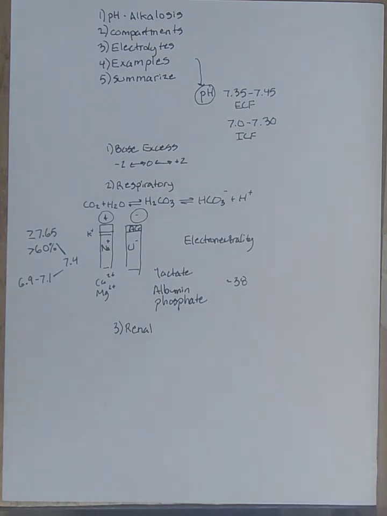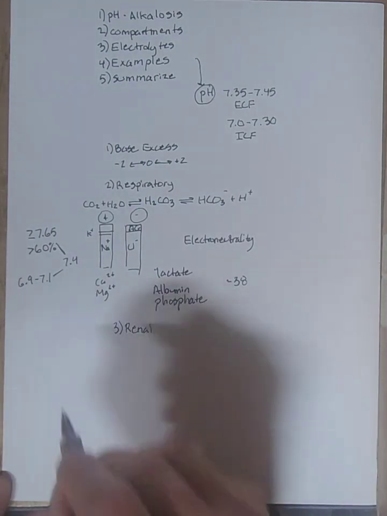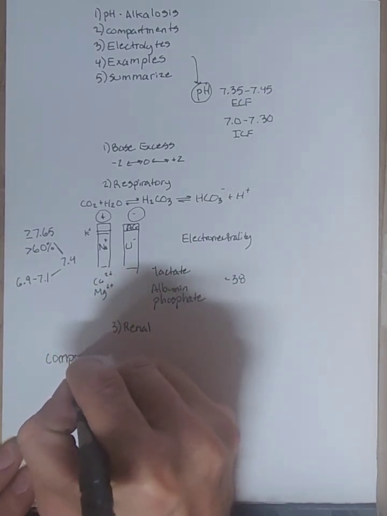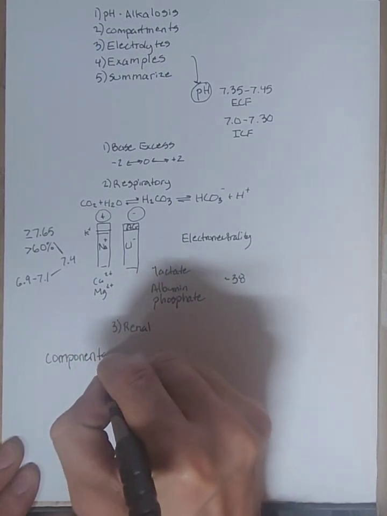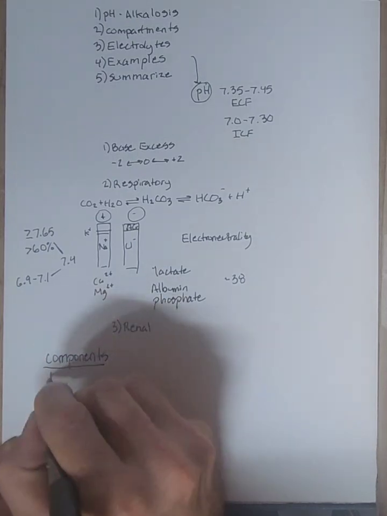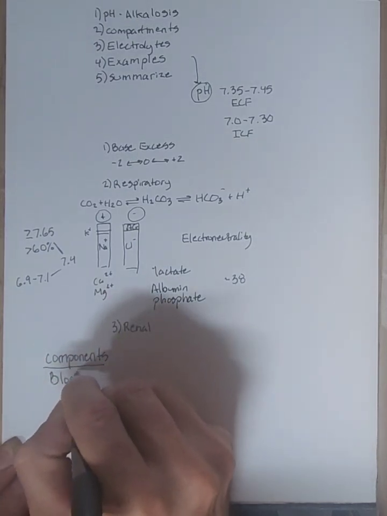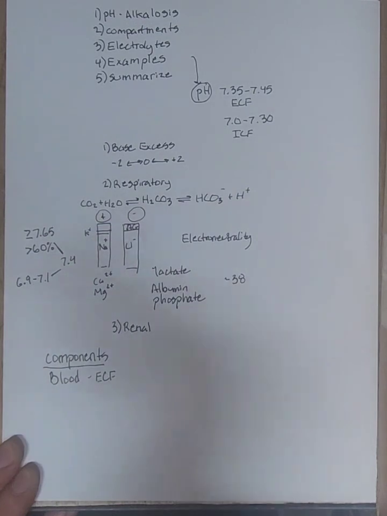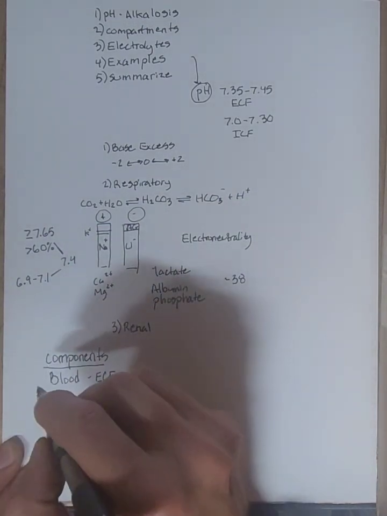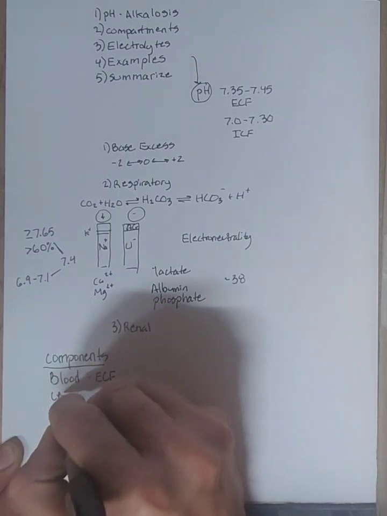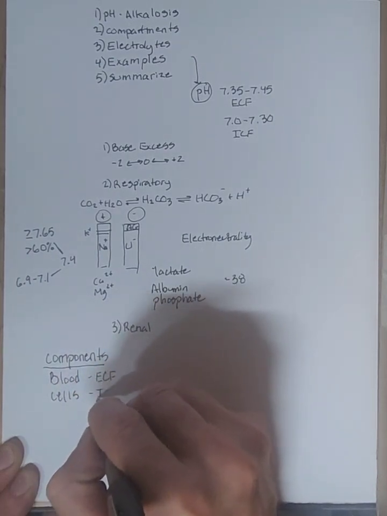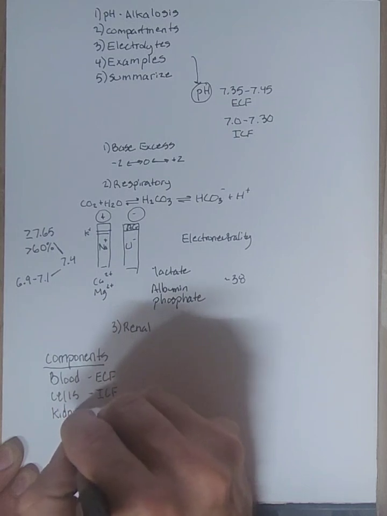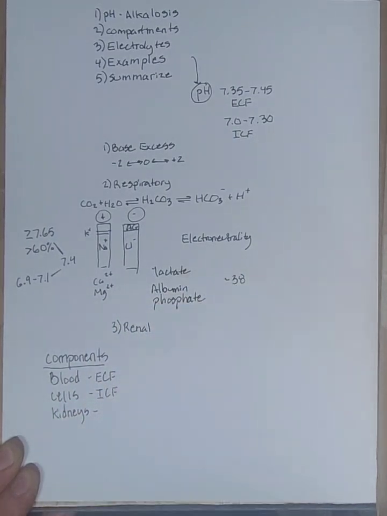So let me go through the, I guess, components of the body. Components, we'll write those here. This is how I view it. You have the blood, which we already said I'm going to call extracellular fluid. So that could include the interstitial fluid and all this other stuff, lymph. And then you have intracellular, so the cells. And then you have the kidneys. I like to think about these separately because you can have acidosis in one, alkalosis in the other.